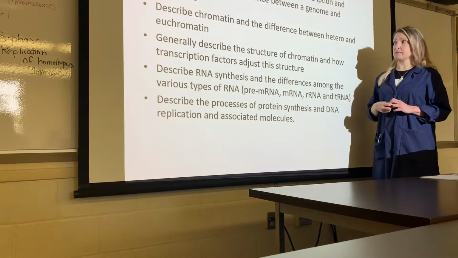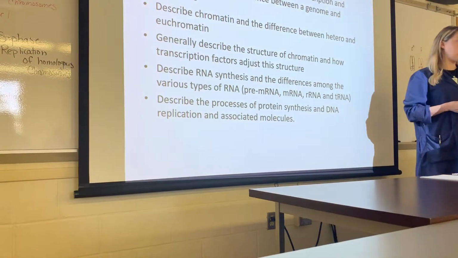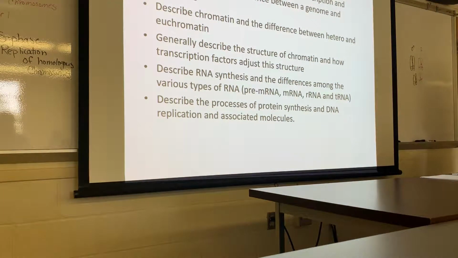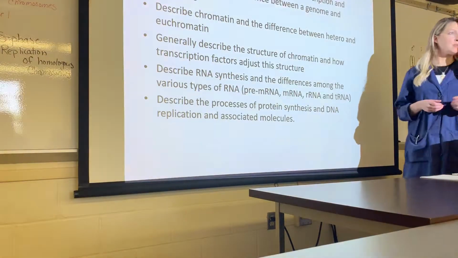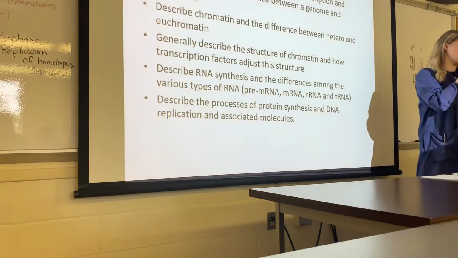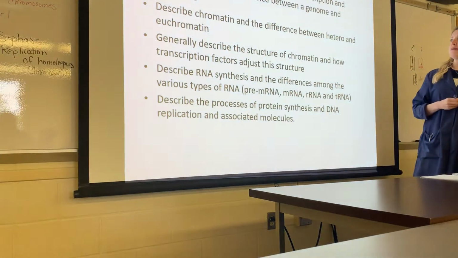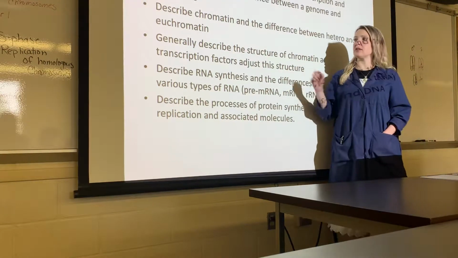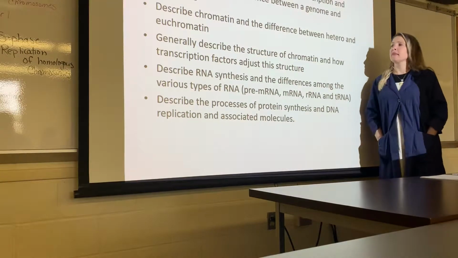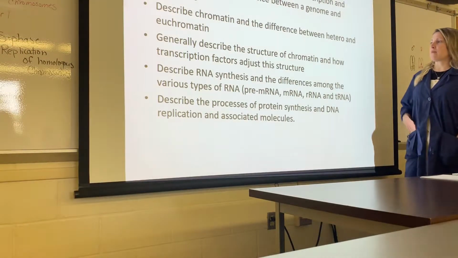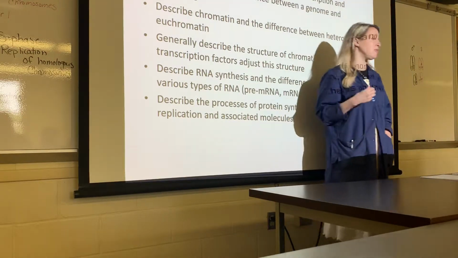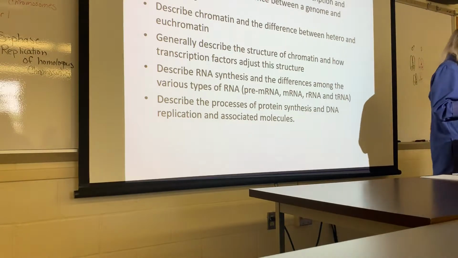We'll talk about chromatin, and we had talked about chromatin in the last section, and I told you that it was that more loose form that you find during interphase whenever cells would be making proteins, because it's still coiled tightly, but it's a little bit less coiled. But there are two different types of chromatin, euchromatin and heterochromatin, so we're going to look at the difference between them. And we'll generally describe the structure of chromatin and how proteins called transcription factors will adjust the structure.